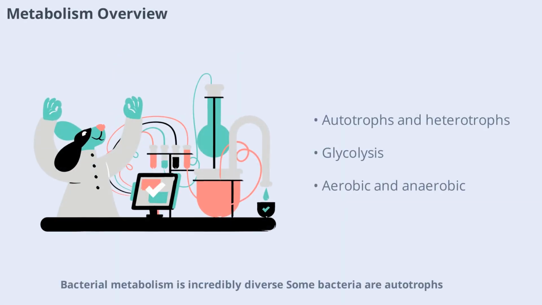Bacterial metabolism is incredibly diverse. Some bacteria are autotrophs, producing their own food from inorganic sources, while others are heterotrophs, relying on organic compounds. Metabolic pathways include glycolysis, fermentation, and respiration. Bacteria can use oxygen (aerobic) or survive without it (anaerobic). This metabolic flexibility allows bacteria to colonize a wide range of environments, from soil to the human gut.